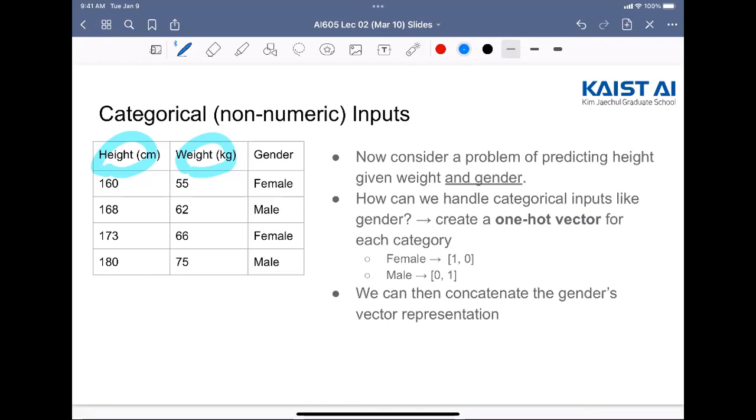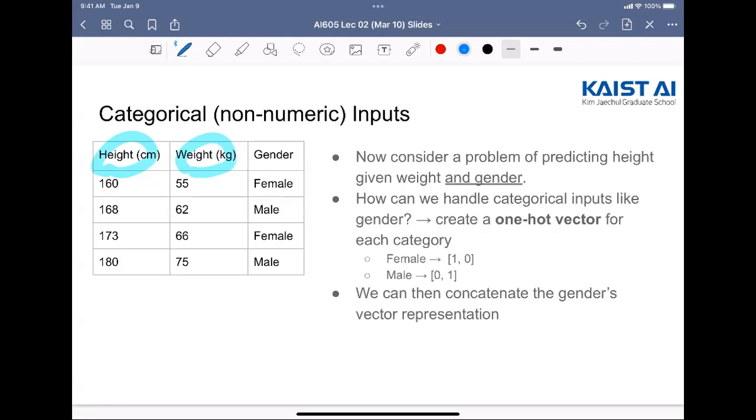So in this case, for instance, female will be 10 because I assigned the first dimension to the female. And then I can also assign the second dimension to male. Then the male will be 01. So now you clearly see that we had this categorical input, but now we have a vector input instead. So this is something we can use.